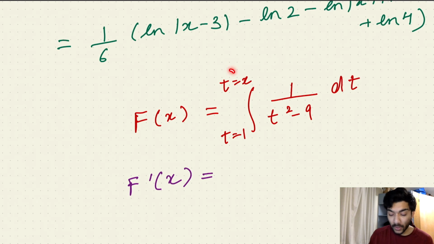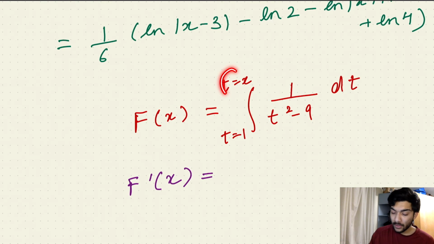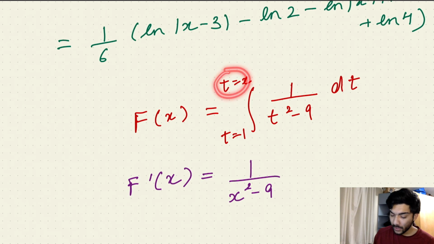So in order to calculate the derivative, what we do is we first plug in the upper endpoint into this function over here, and then take the derivative of the upper endpoint. So let's first plug in the upper endpoint into this function. It would be basically 1 upon x square minus 9, and then we take the derivative of the upper endpoint. Since the upper endpoint is x, the derivative of x is 1, right?